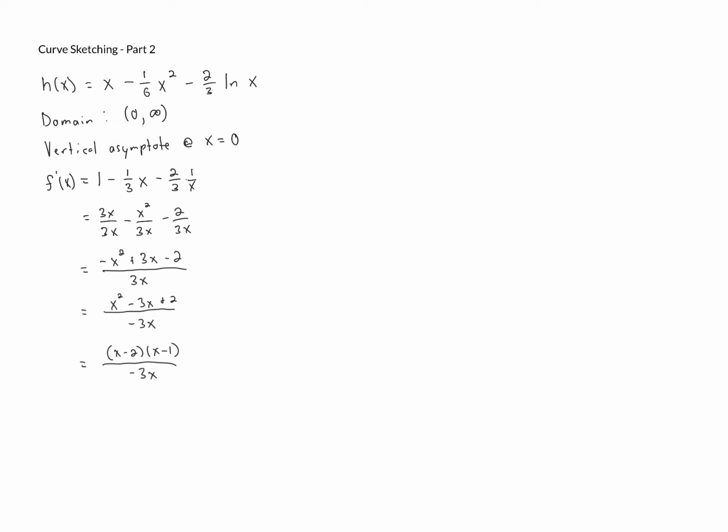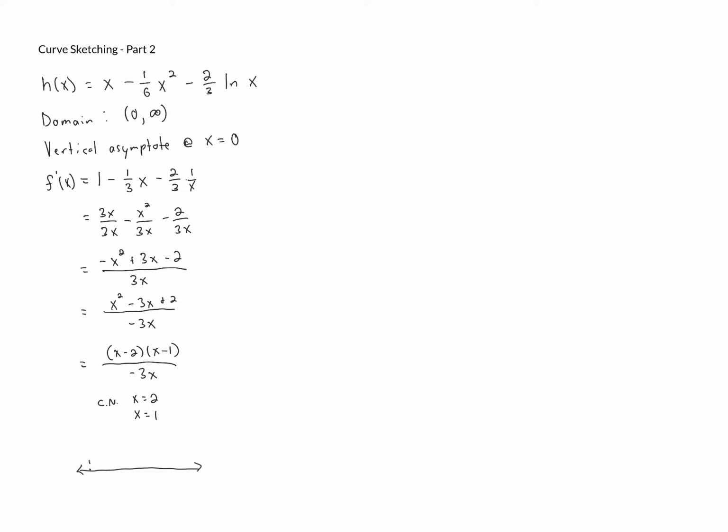If we're looking for critical numbers, the denominator is 0 when x equals 0, but that is not a part of our domain, so we're going to ignore that. That's not going to be a critical number. The critical numbers are going to come from when the numerator is equal to 0, and that's going to happen when x equals 2 and x equals 1. Both of those cause the numerator to be 0, which causes the derivative to be 0.